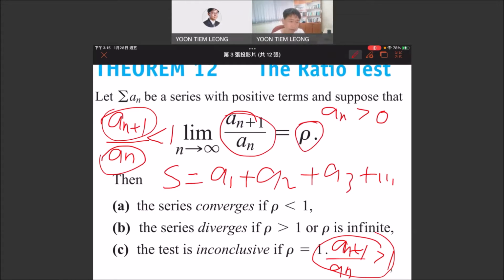When rho is less than 1, the series will converge. If rho does not exist, or goes to infinity, or is larger than 1, then the series will diverge. And if you find rho is equal to 1, you can't say anything about the convergence of the series. We say the test gives an inconclusive result.